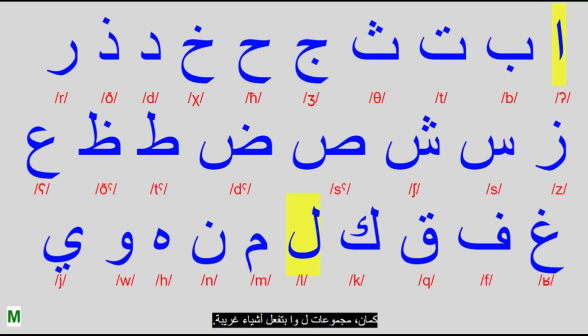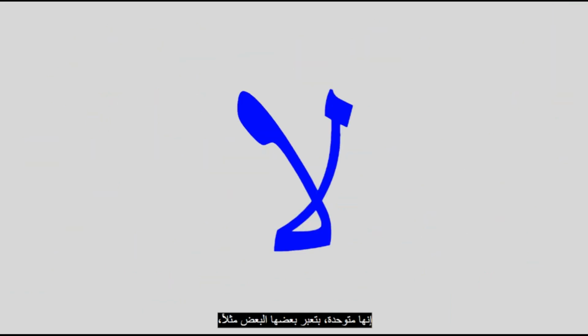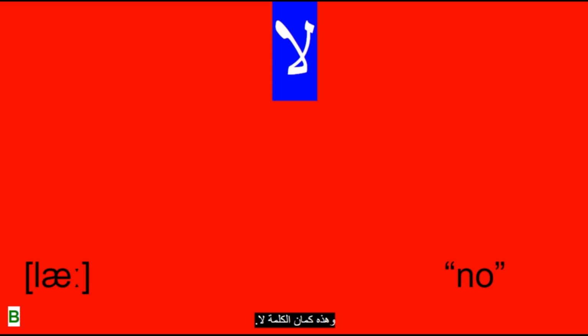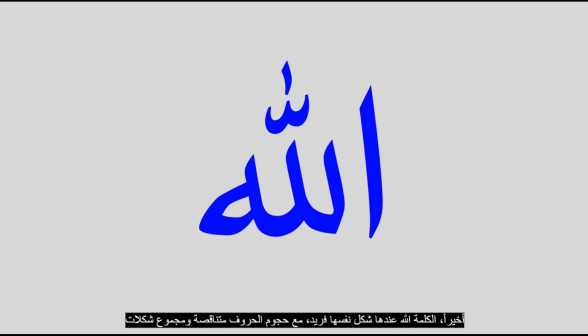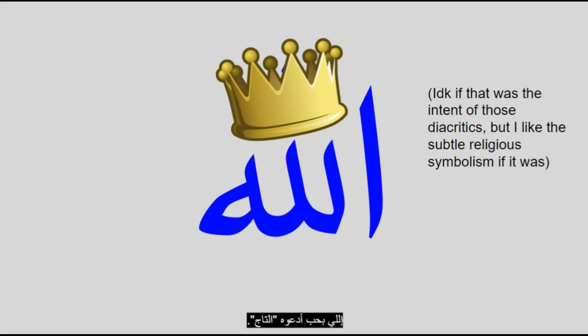Also, combinations of lam and alif do some weird stuff. If they're alone, they cross over each other like this, which also happens to be the word for no, la. And if they're attached to something before them, they look like this, like in kilab, dogs. Finally, the word Allah, God, has its own unique shape with decreasing letter sizes and a combination of diacritics that I like to call the crown.